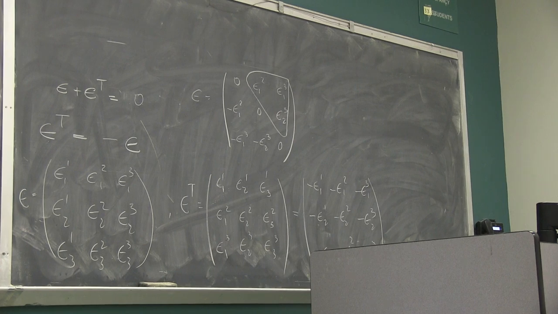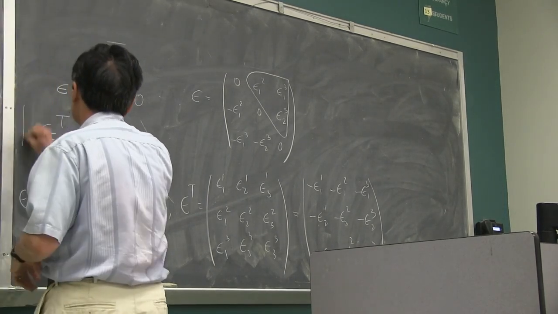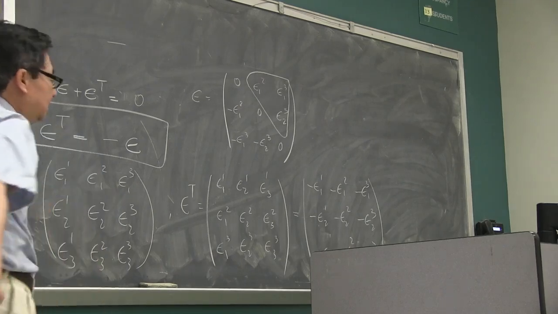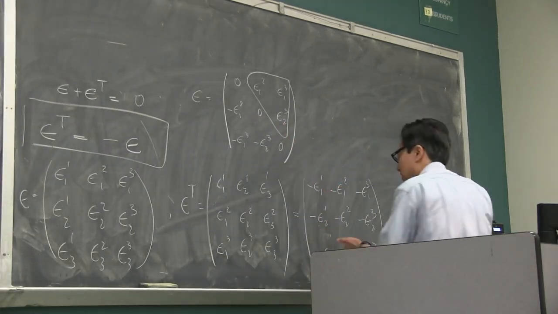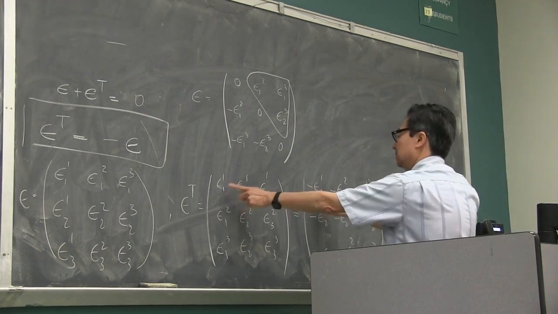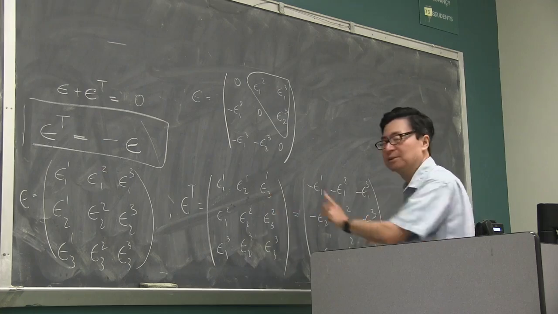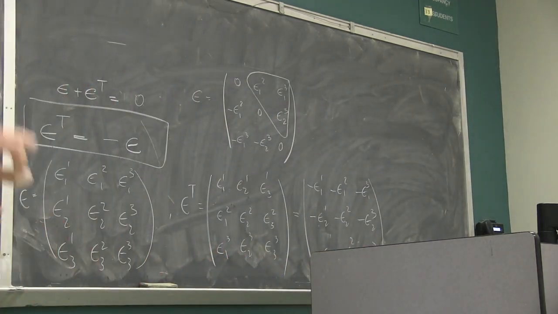Are you adding the epsilon transpose and the epsilon? No, I'm not. I'm comparing. Epsilon transpose must be equal to minus epsilon. So this is epsilon transpose, and I'm requiring it to be equal to minus epsilon. So now I compare element to element. This one is equal to this one is equal to this one. That's all. So I hope that you will agree.